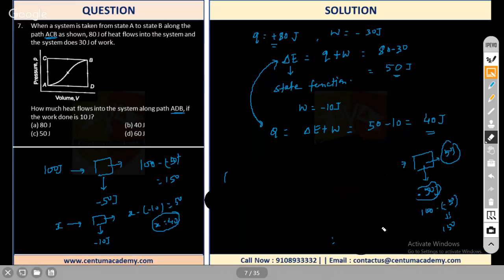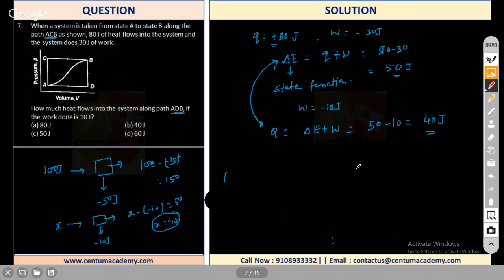Understand it like this. You have a system, right? And in this system, if you provide 50 joule of heat and the system is not doing any work, what is the internal energy of the system? Tell me. When no work is there, what is the internal energy of the system? It will be 50 joule, when no work is there.